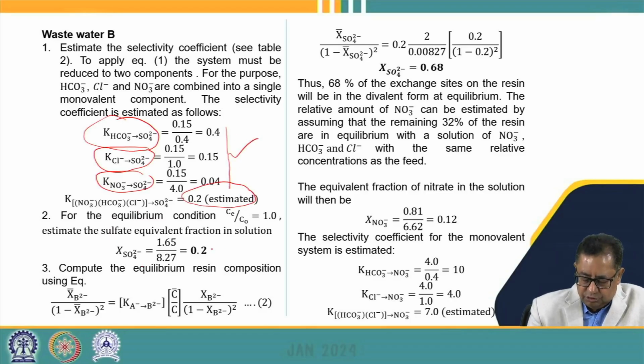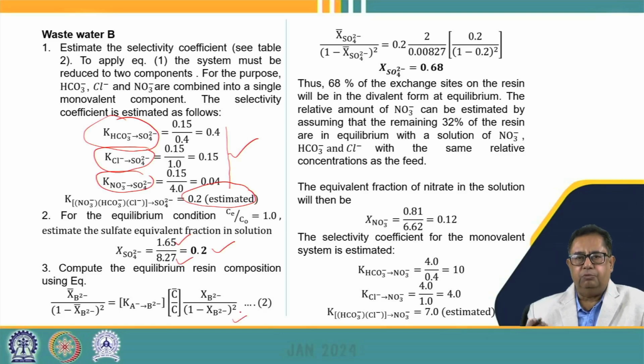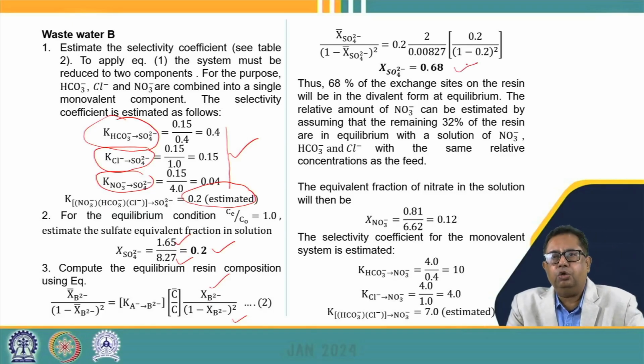The sulfate fraction in the solution we can calculate as 0.2, depending upon the concentration of sulfate in the solution divided by the total ionic concentration in the solution. And we can then use the equation for divalent ions replacing monovalent ions, and calculate the values of X here, putting in the sulfate present in the solution, and we can calculate the sulfate present on the ion exchange resin. So you can see here that the sulfate now occupies around 68% of the exchange sites. Right? So now only 32% of the sites are left where we can have the replacement of nitrate in competition with bicarbonates as well as the chloride.